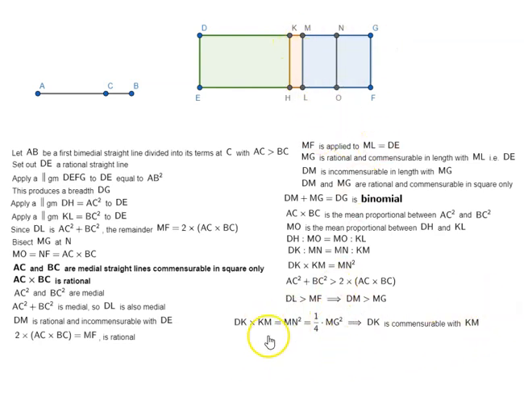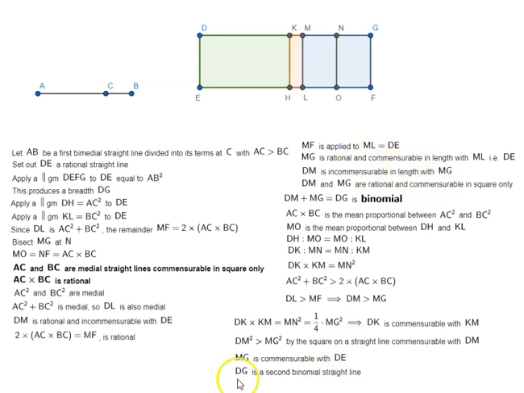And based on a proportion which we have already seen, it means that DK is commensurable with KM. So which means DM square is greater than MG square by the square on a straight line commensurable with DM, because DK is commensurable with DM. And MG is commensurable with DE. So that means DG is a second binomial straight line. That was proposition number 61 of book 10 of Euclid's Elements.